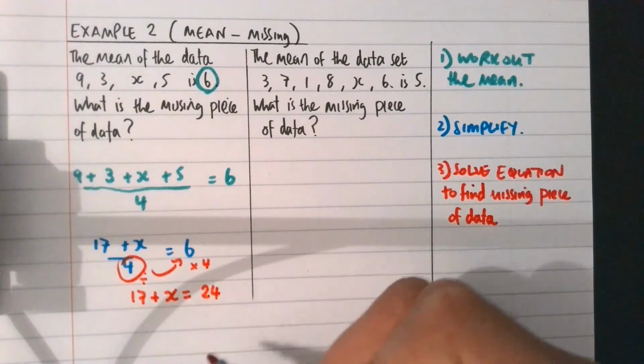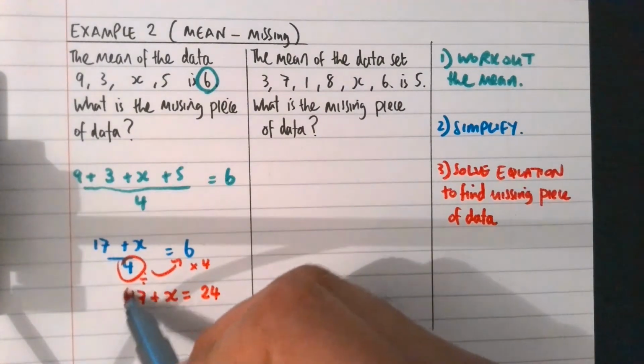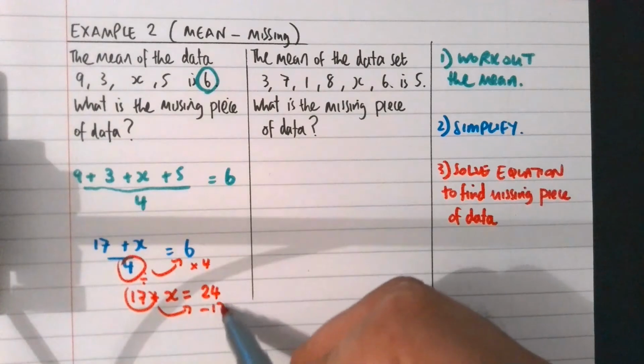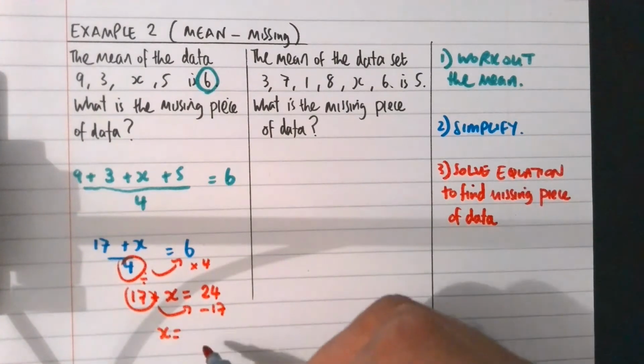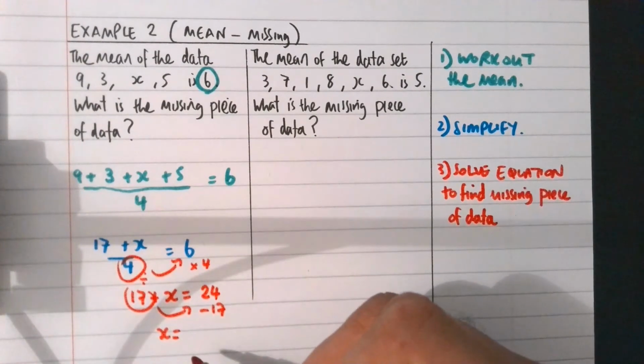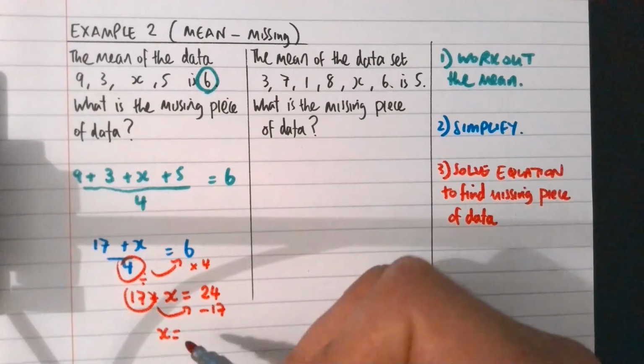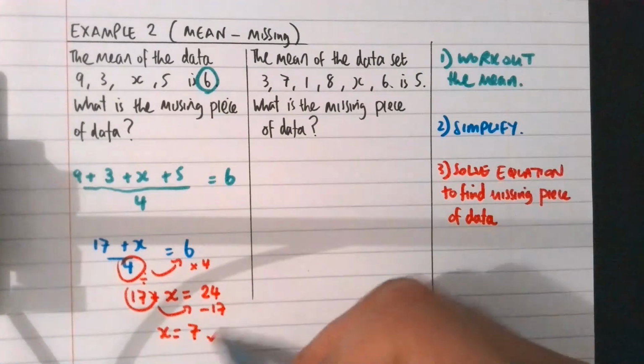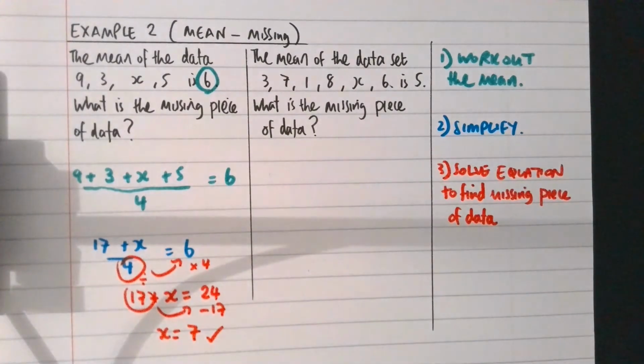And then 17 plus something is 24. So 24 take away 17, that something is going to be 7. It took me a while to work that out. I probably should use a calculator, but that's okay.